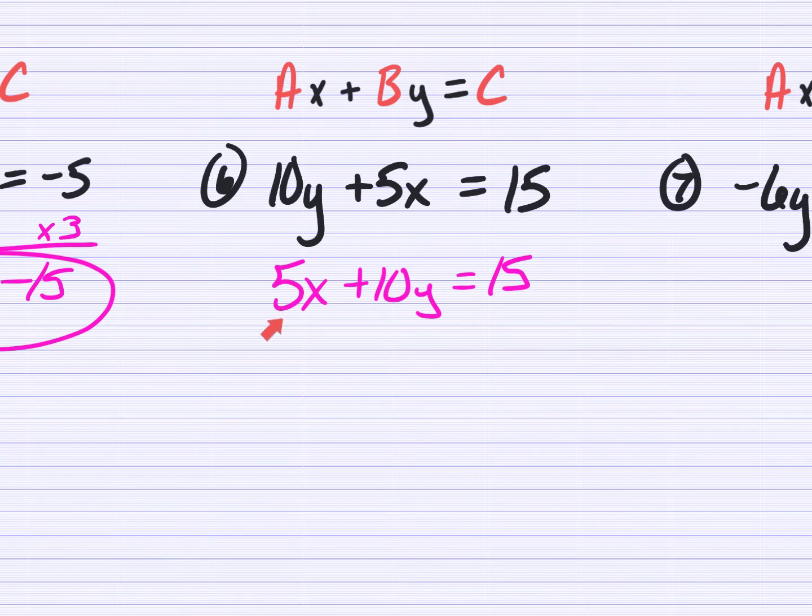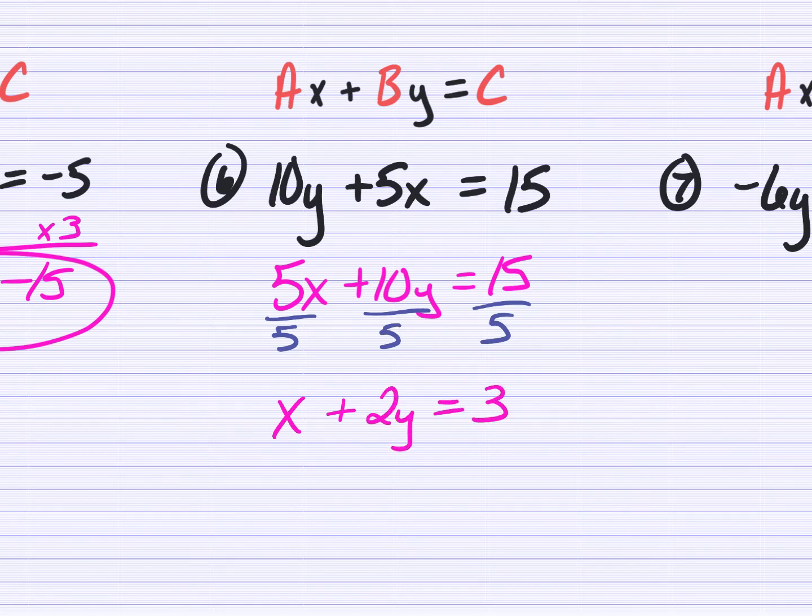Well, when I look at 5, 10, and 15, I know there's a number that goes into all three of them. That number is 5. Well, if I can divide all of them by 5, then I need to divide all of them by 5. So I get 1x, but I don't have to write the 1, plus 2y equals 3. Now everything's in the right order.